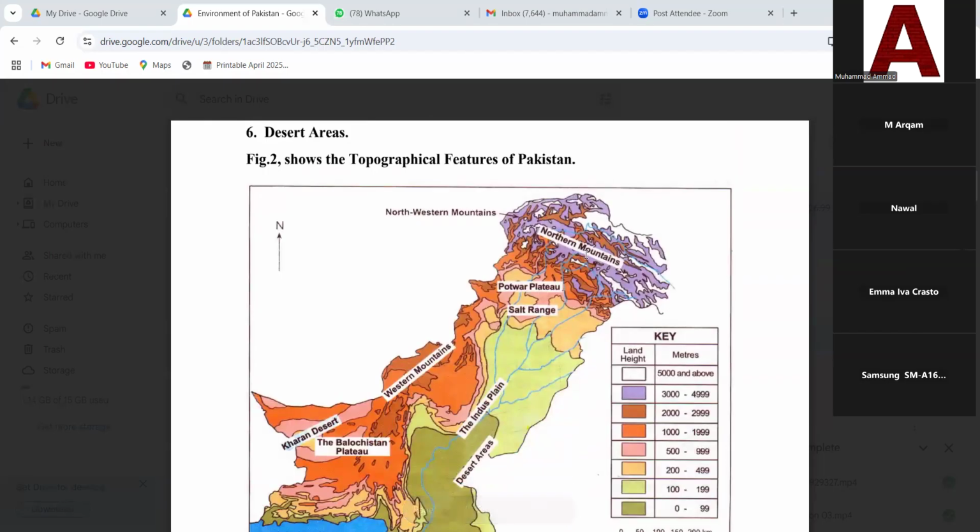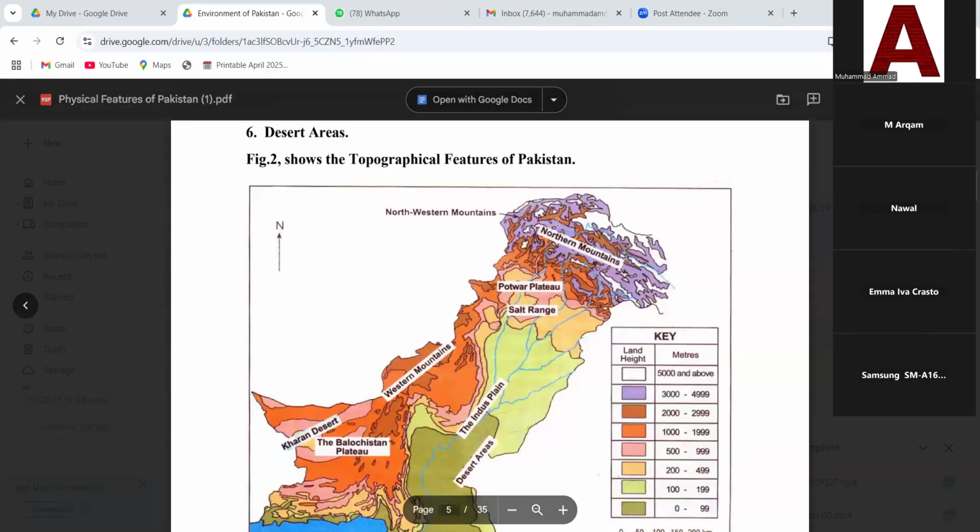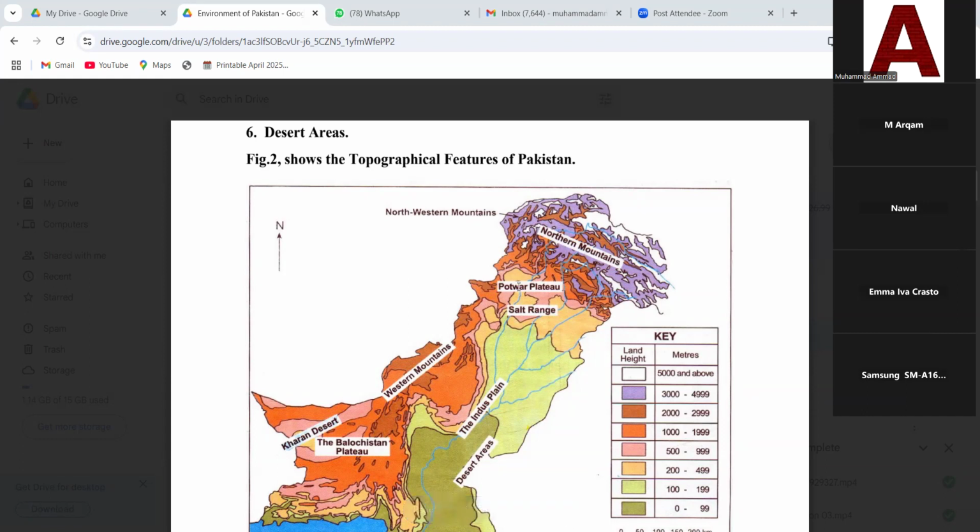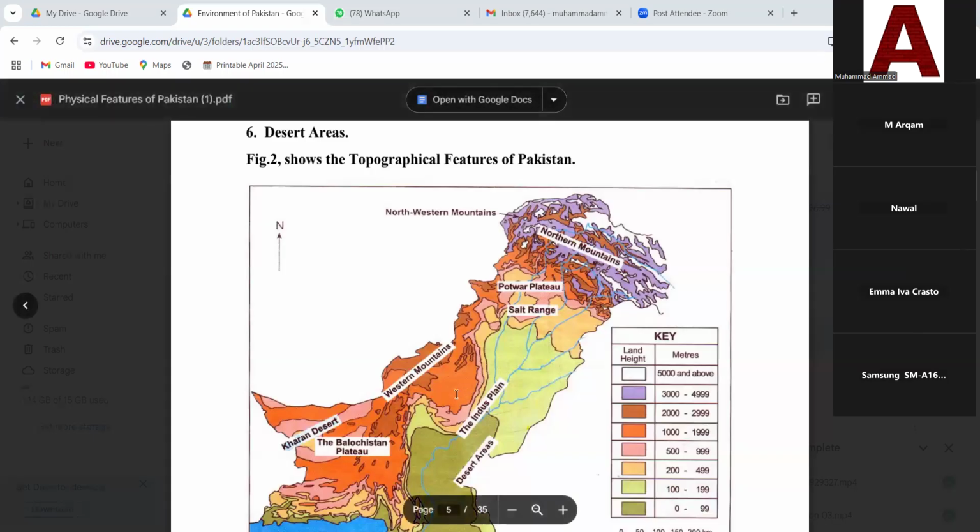You've got the northern mountains here. You've got the Potohar Plateau. You've got the western mountains. This was the belt that I was explaining is the entire mountain regions. Indus Plains, desert areas, Balochistan Plateau. So northern mountains here, western mountains on the entire left western belt, Balochistan Plateau, the Indus Plain, and the desert areas here. There's Potohar Plateau here. So Potohar Plateau is all the regions of Islamabad and Rawalpindi. Northern mountains are the regions near Kashmir, Gilgit-Baltistan, Hunza, Skardu.